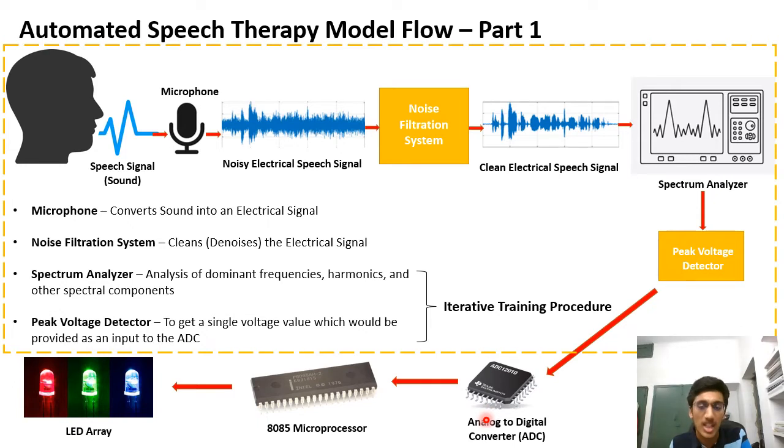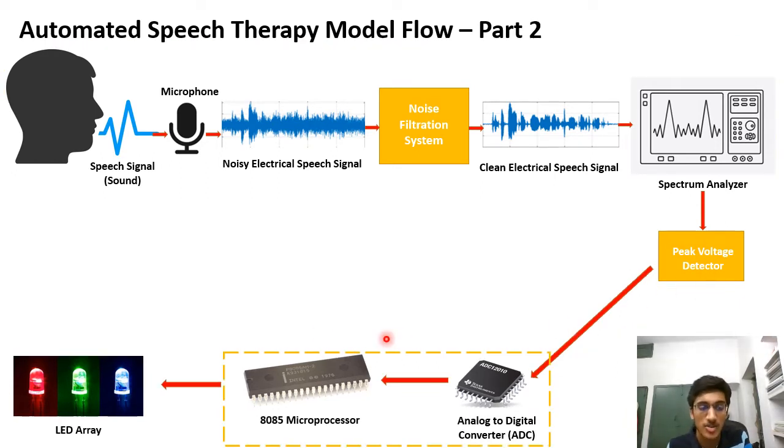which would then be used as an input to the ADC. The process of analyzing the spectrum of the speech signals and finding out that particular unique characteristic value pertaining to each and every given word or number or character that can possibly be spoken by a particular person is an iterative training procedure. However, once this has been done, there is no need to use a spectrum analyzer, and we can instead use another kind of circuitry which would figure out that particular unique characteristic voltage value, and then that would be detected by this peak voltage detector, so as to finally pass on that single voltage value to the analog to digital converter.